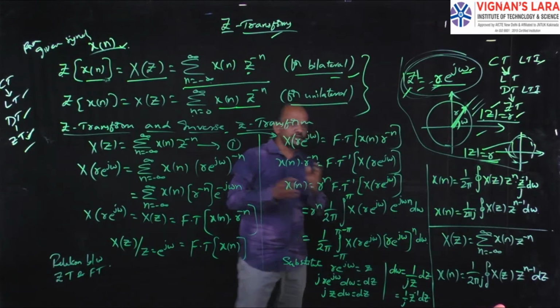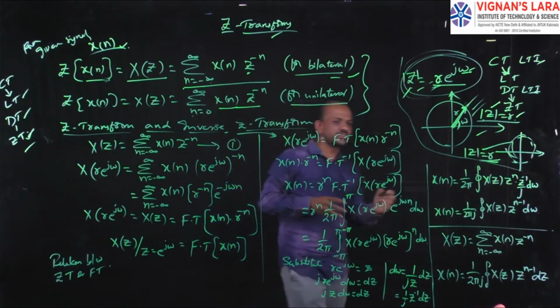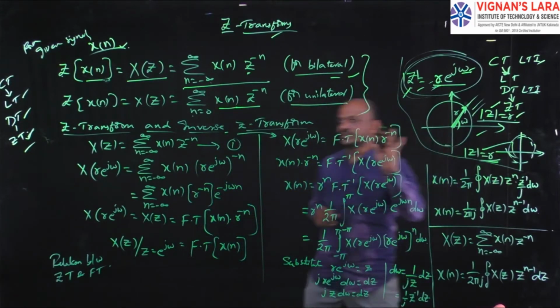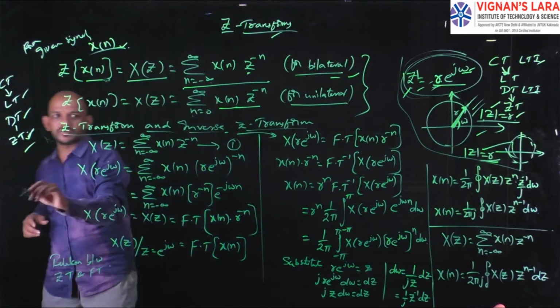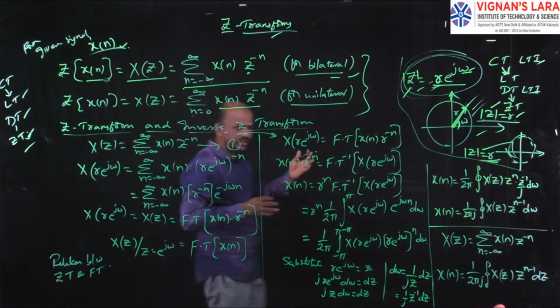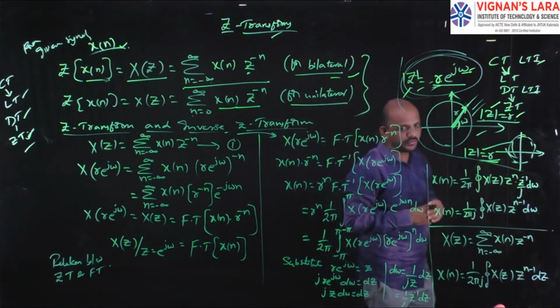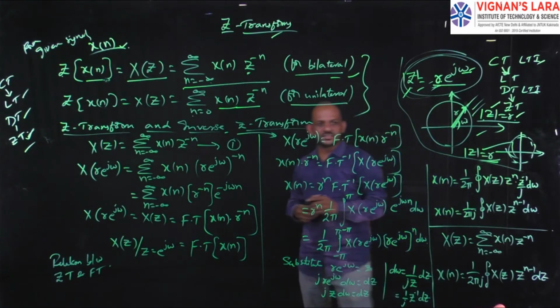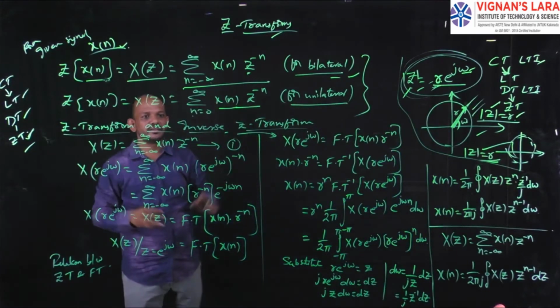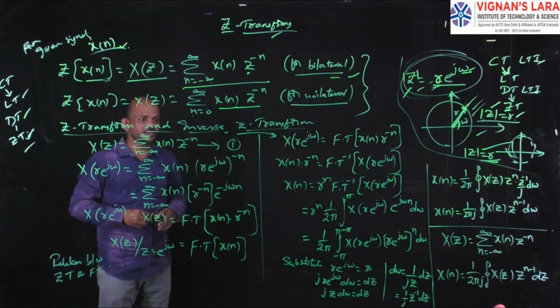Generally, the ROC of the Z transform will be represented with the unit circle. So here in the Z transform we'll have these circles. Based on the circles, either outside or inside or a combination, we will get these ROCs. I will explain those clearly when I get to the topic of region of convergence.